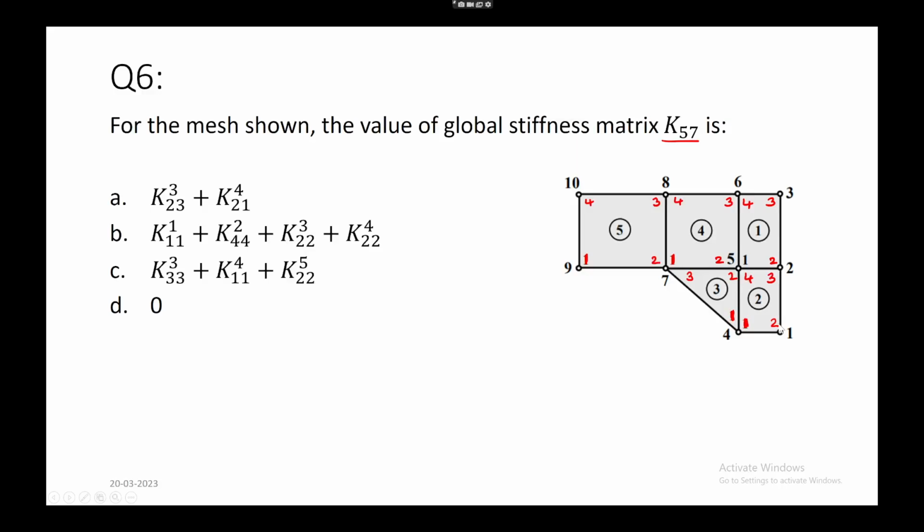Totally how many elements will be there in my global stiffness? What will be the size of the global stiffness matrix? Any idea? 2 cross 3, sir. 2 cross 3. Okay, how did you get this? 2 elements and each element has 3 nodes. Okay, so total will be 2 cross 3, in the sense it will be 2 rows and 3 columns, or is it like that?